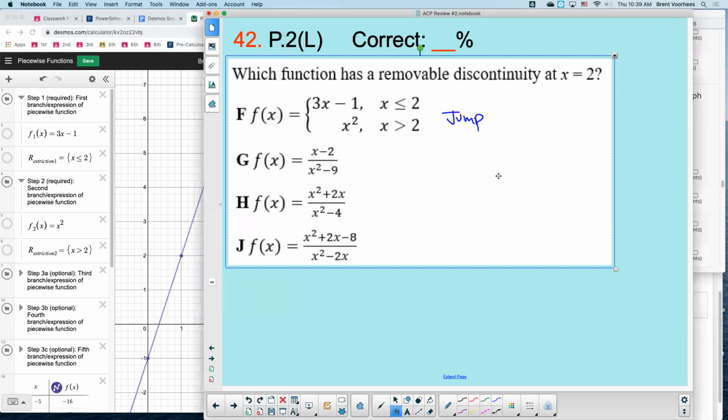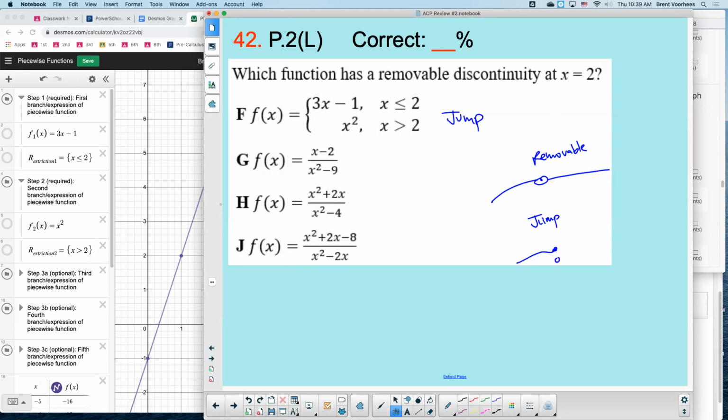A removable, let me write them out here. A removable looks like this. That's removable. You won't see it right away on Desmos, you have to click it. A jump, wow, let me try that again. A jump is something like this. And then an infinite is something like this. Like that. Okay, so infinites go to infinity.